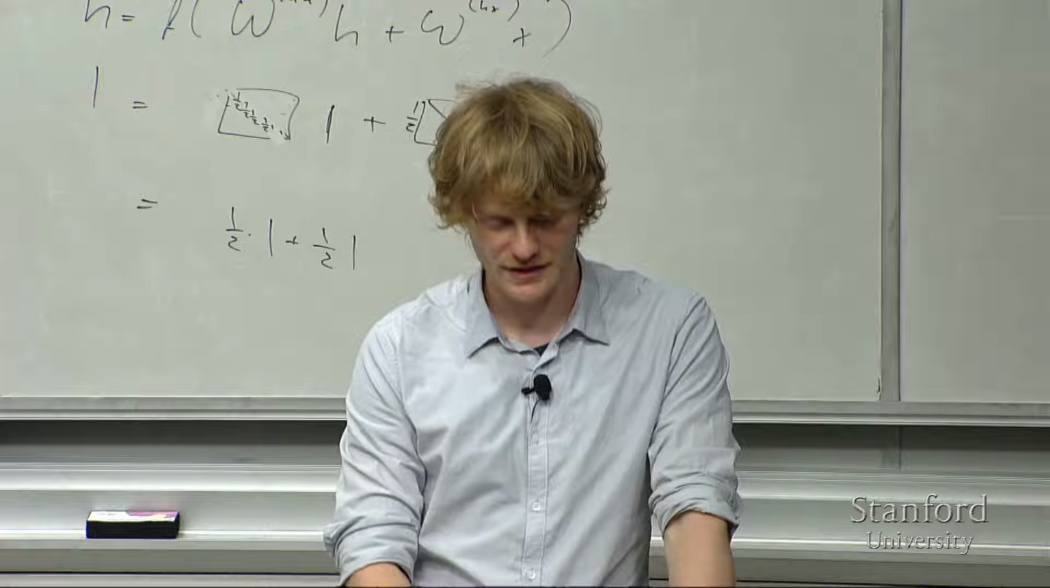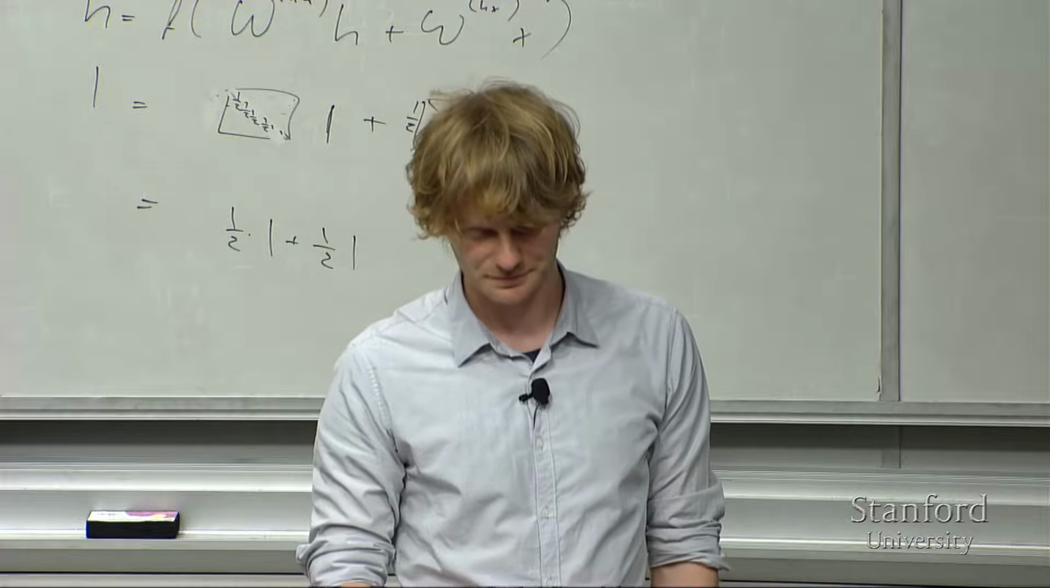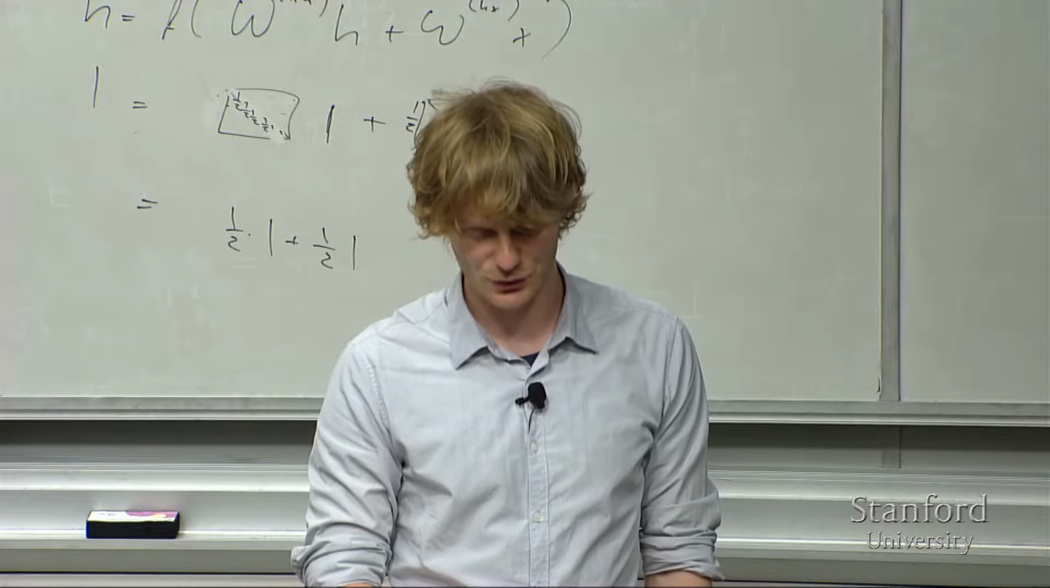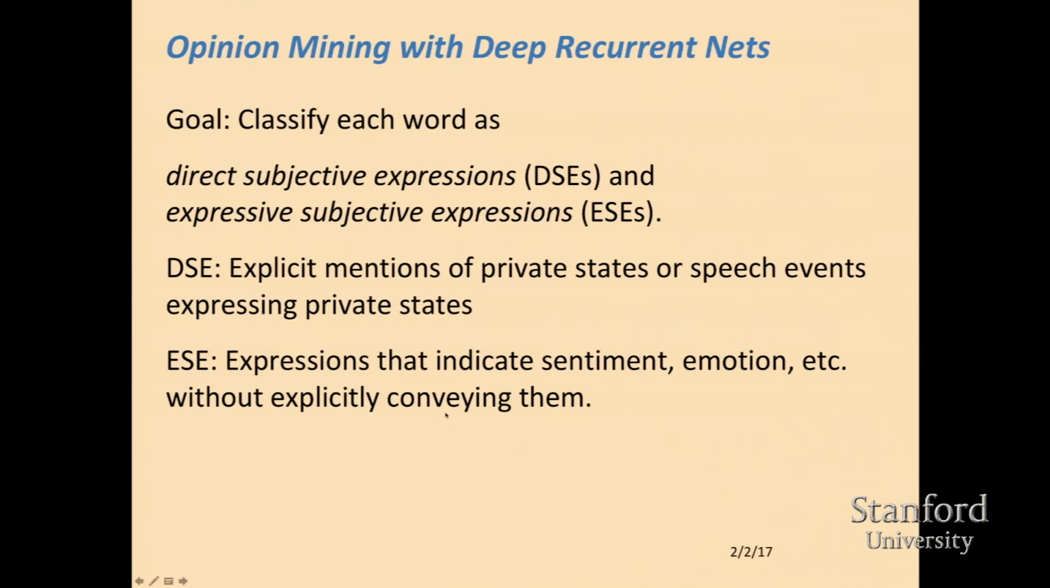Or you can classify opinionated expressions, and this is what Ozan Irsoy and Claire Cardie at Cornell did, where they used recurrent neural networks for opinion mining, and wanted to classify whether each word in a relatively small corpus is either a direct subjective expression or an expressive subjective expression. So either direct or expressive. These DSEs, or direct subjective expressions, explicitly mention some private state or speech event, whereas the ESEs just indicate the sentiment or emotion without explicitly stating or conveying them.